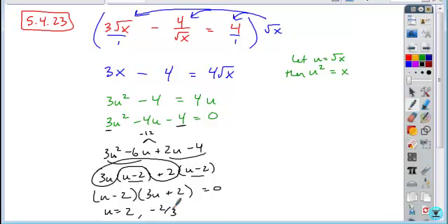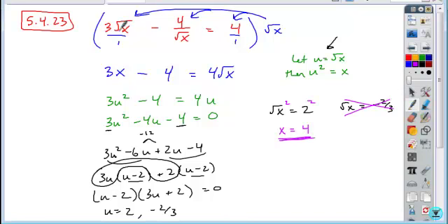So the final thing that I need to do here is plug those back into my original. When I look at my original, u is equivalent to root x. So I'm going to say root x is equal to 2, and root x is equal to negative 2/3. When I solve this, it's a square root, so I undo the square root by squaring both sides. I get x is equal to 4. And here, do I even need to go any further? Is it possible for the square root of a number to equal a negative value? No. So I know that that's extraneous anyway. I'm not even going to test it.